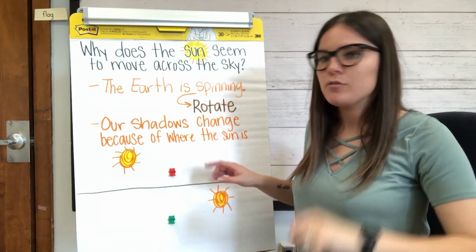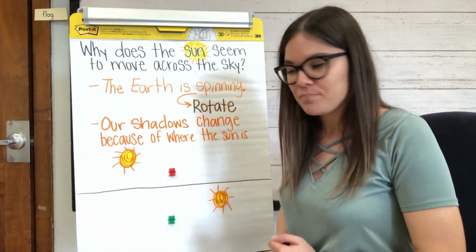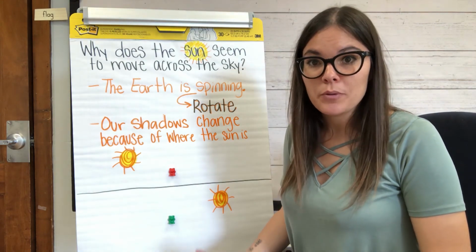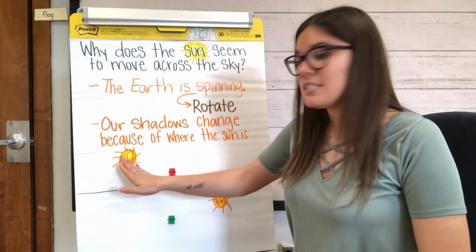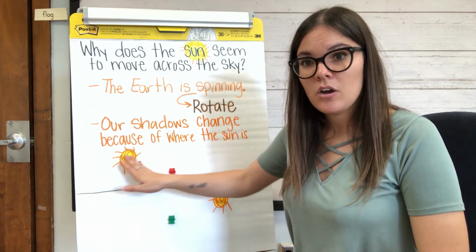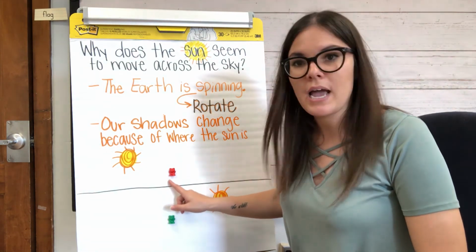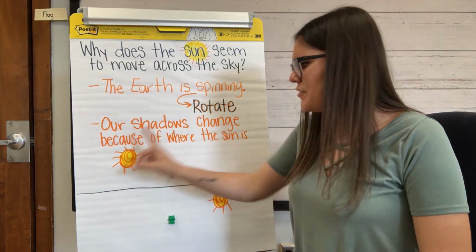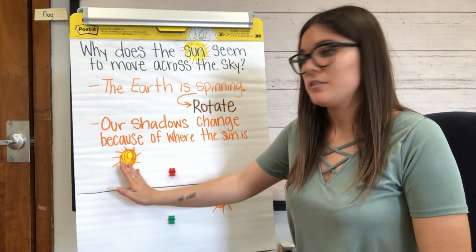So I have two bear friends right here, and I want to show you where their shadow would be, and I want you to help me out. Where do you think their shadow would be if the sun was shining on this side, or if the sun was shining on this side? So let's take a look at this red bear friend right here. If the sun is shining right here, it looks like it's about to either rise or set, right?